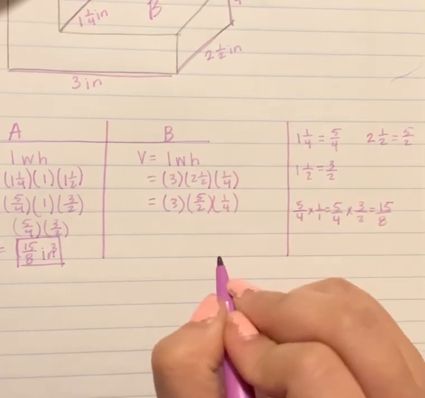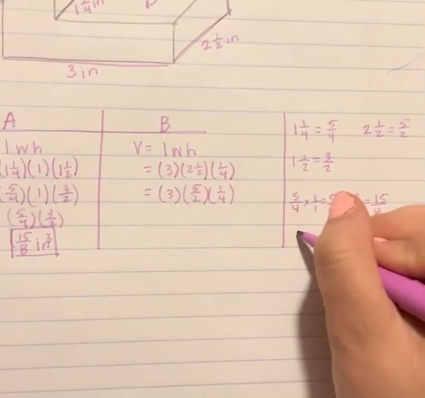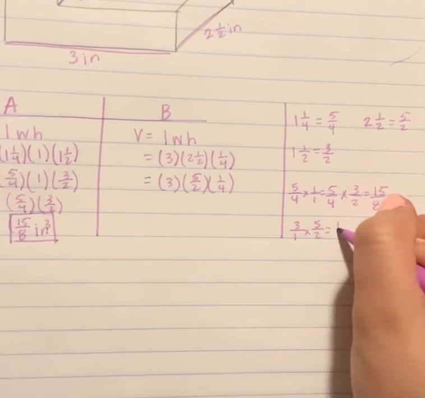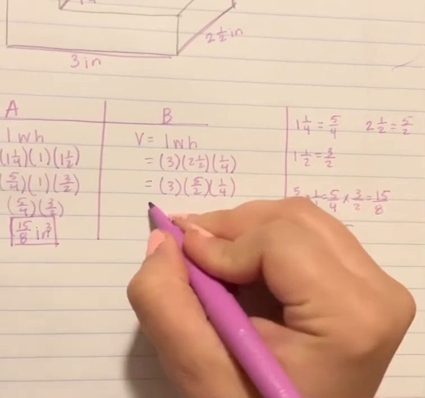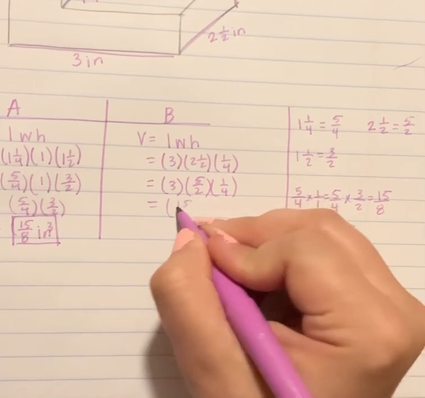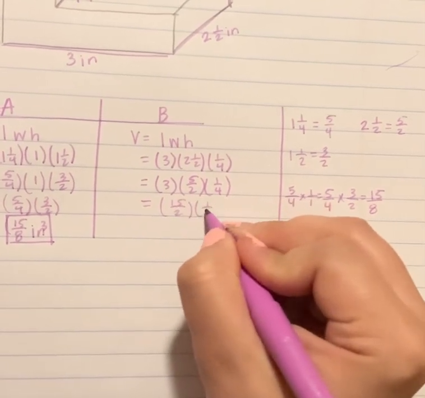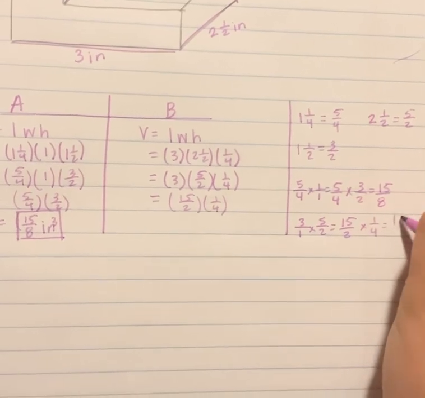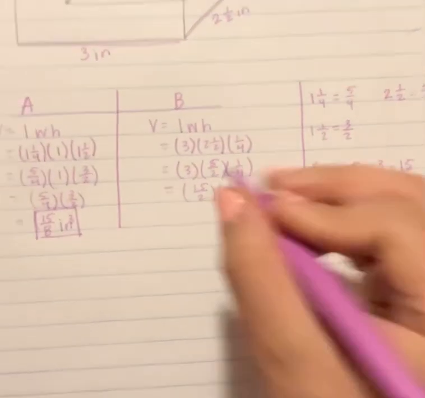I know I can multiply all the measurements together. So 3 times 5/2 is 15/2. Times 1/4 is 15/8.